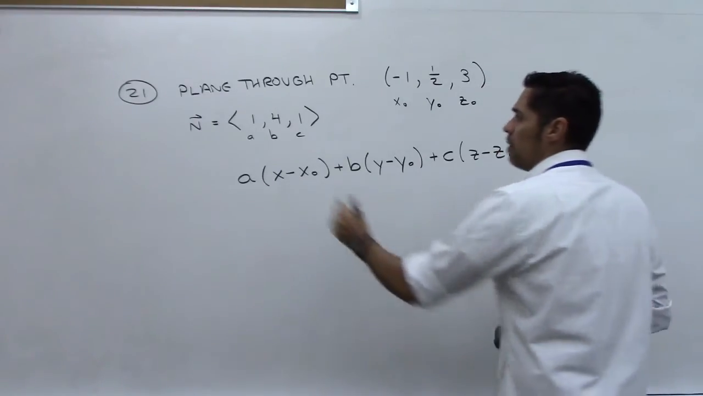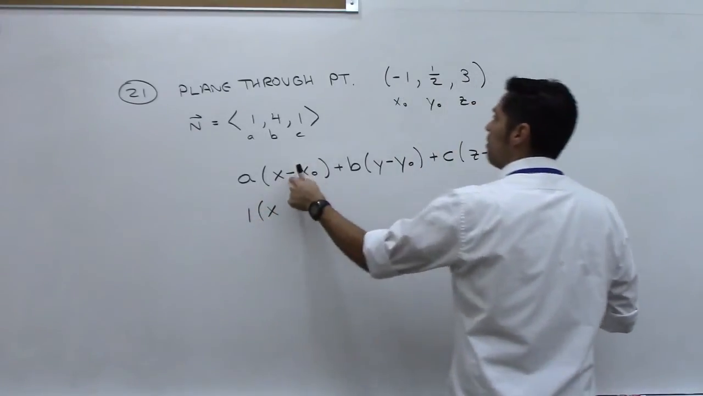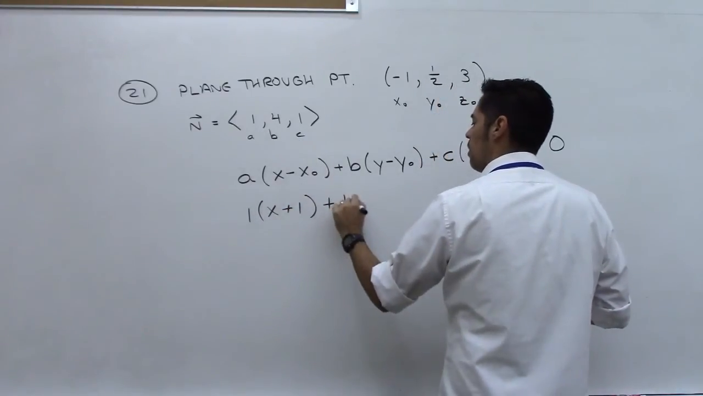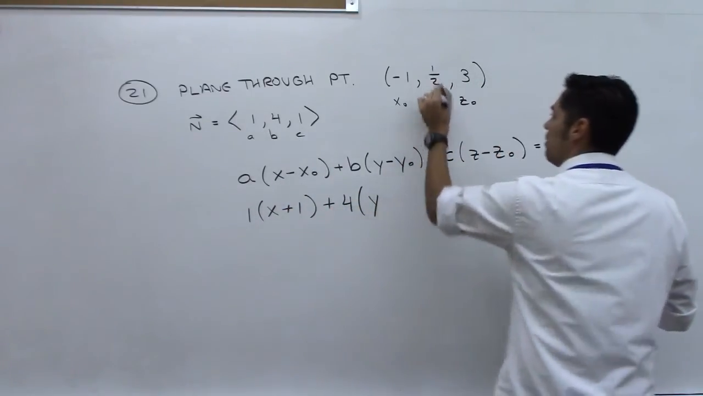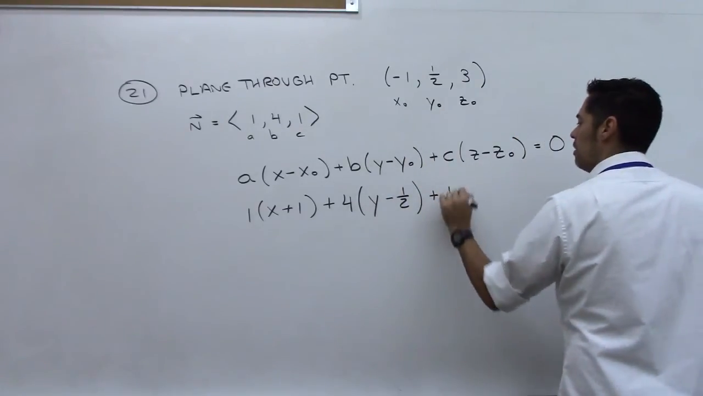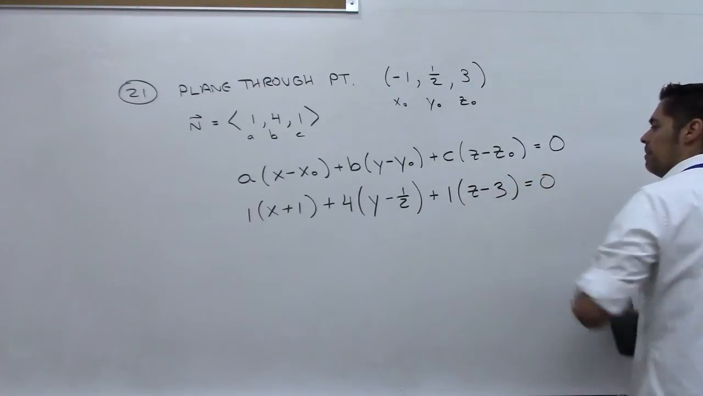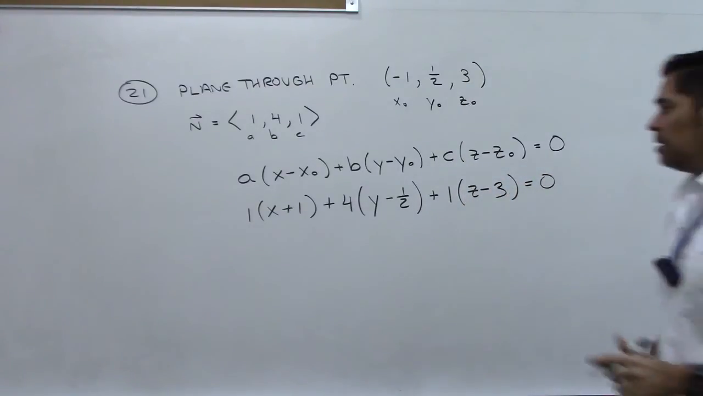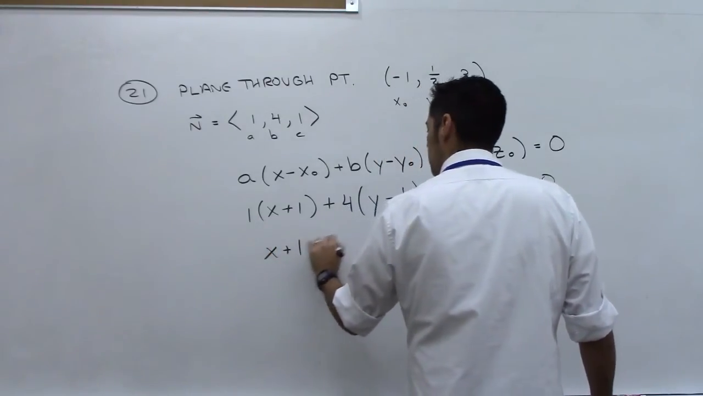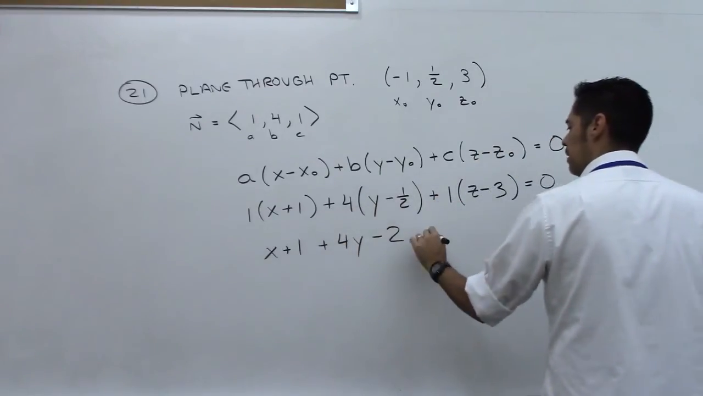All right. So a for us is 1. So 1 times (x minus negative 1, which is plus 1), plus, let's see, b is 4, and then y minus a half, plus c, which is 1, and then z minus z naught, which is 3, equals 0. So that is the equation of the plane, but we're going to distribute and make it look a little different. So passing things through here, distributing.